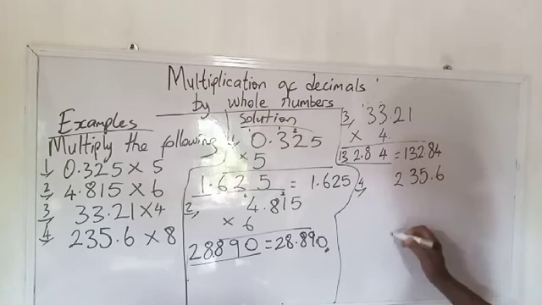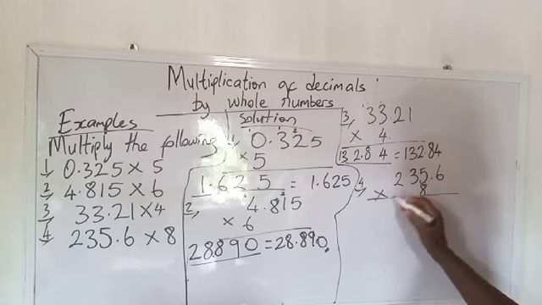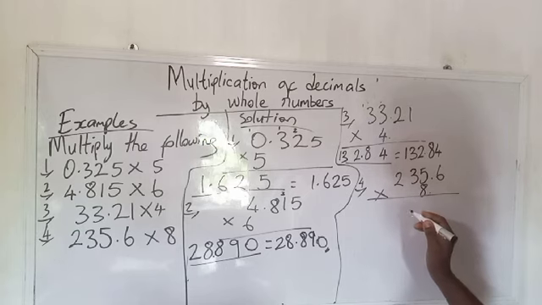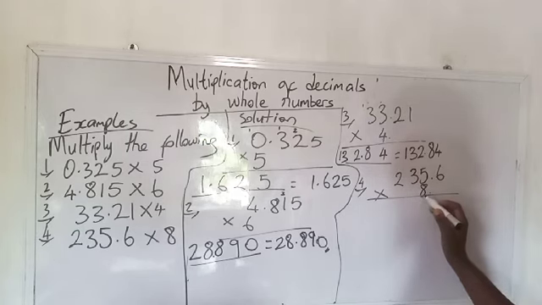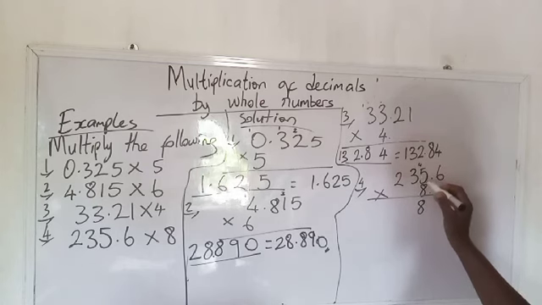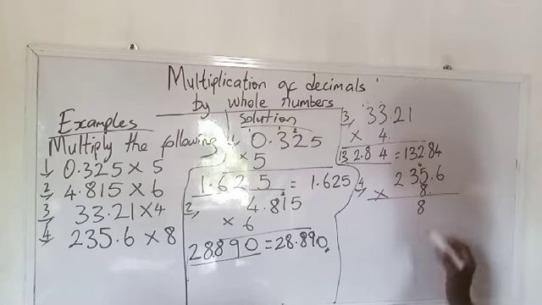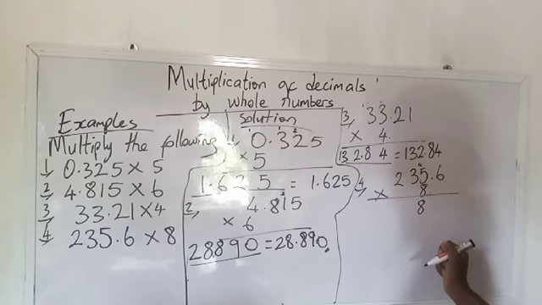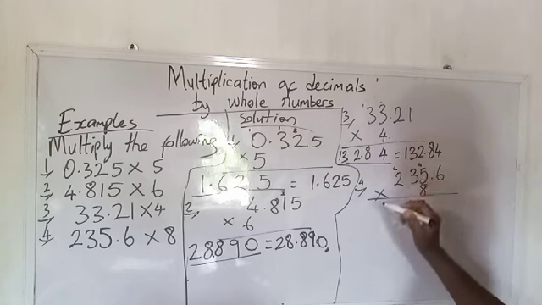Number 4, we have 235.6 times 8. Okay, so we have 8 times 6 will give us 48. So we'll put our 8 here and take over our 4 to this side. 8 times 5 is 40. Okay, 40 plus 4 is 44. Put down 4 and carry 4 to this side.